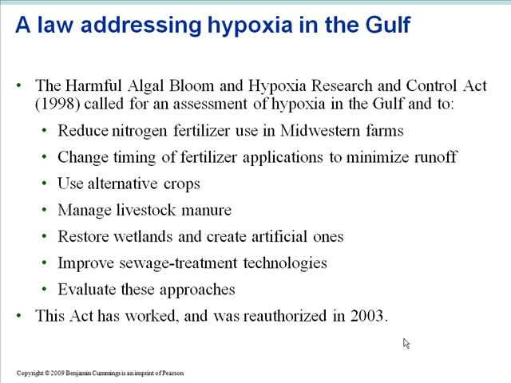Manage the livestock manure. Remember, manure is going to be a source of nitrogen, and again, that's going to get in the river. We really need to work on restoring wetlands and creating artificial wetlands, especially in the Gulf of Mexico, but everywhere. Wetlands have been taken out in many places around the globe, and they have a lot of important functions in keeping things working properly.